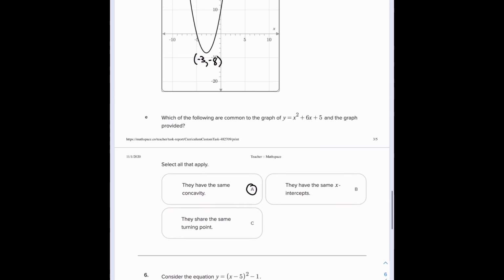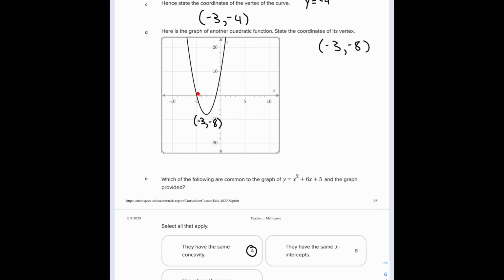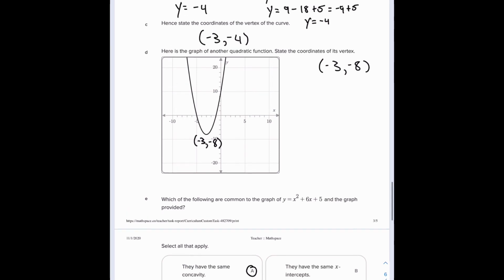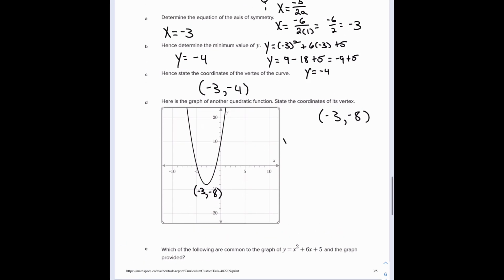Okay. Do they have the same x-intercepts? Well, let's find out. An easy way to check that is to first look at this graph, and we see that its x-intercepts are -5 and -1. So we put those into our equation, and we determine if y equals 0 at that point. So y of -1, -1 squared, plus 6 times -1 plus 5, y equals 1 minus 6 plus 5, y equals -5 plus 5 equals 0. So we know that -1 works.